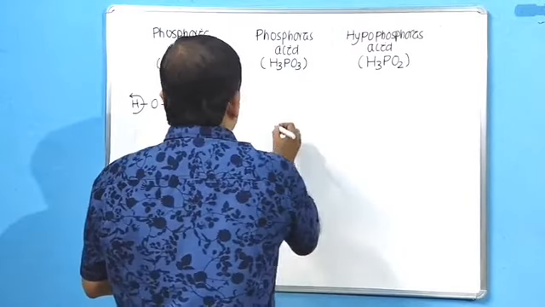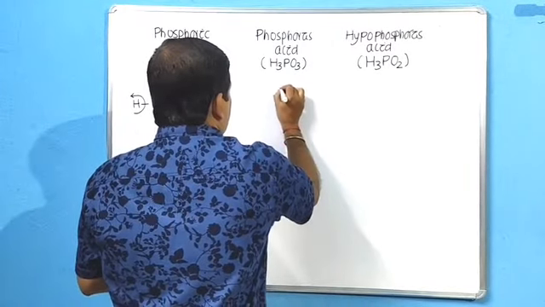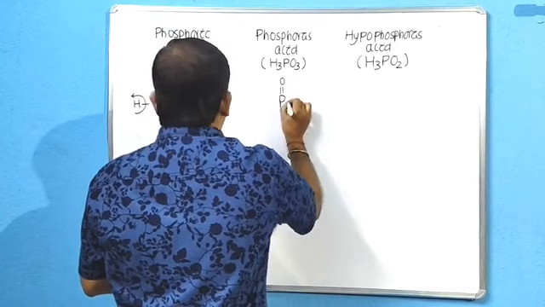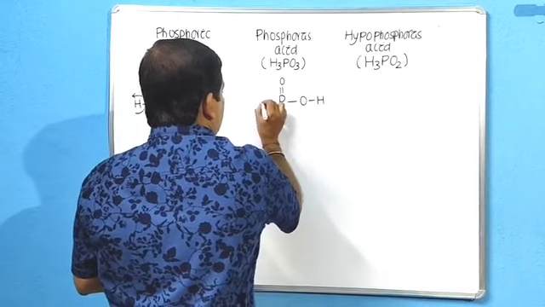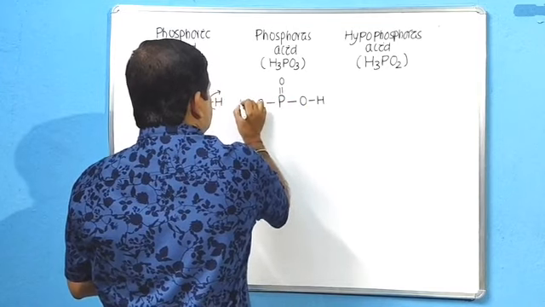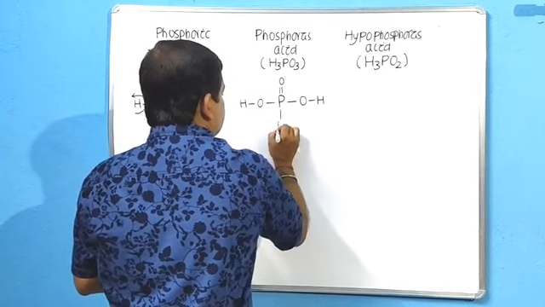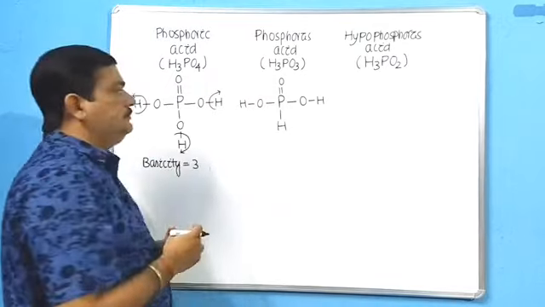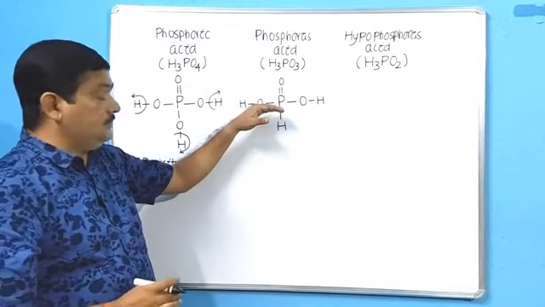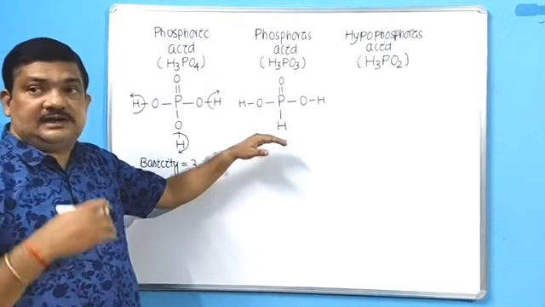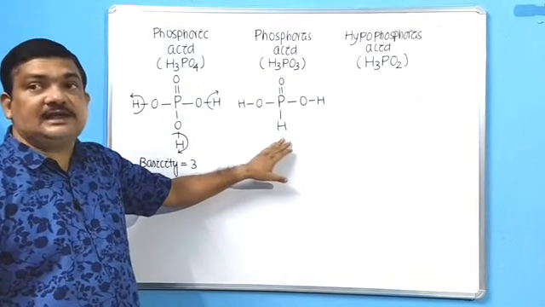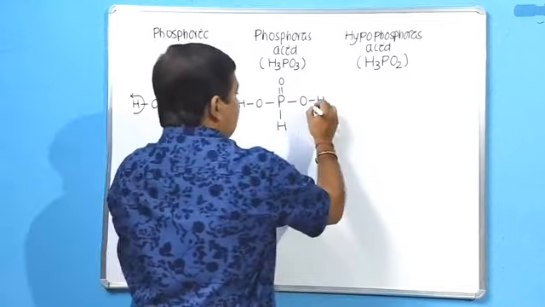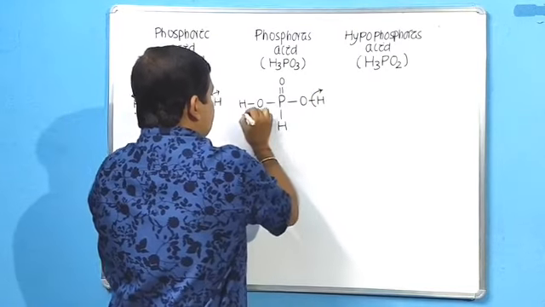Then we will come to the structure of this one. P, double bond, O, then O, H, O, H, then H. One oxygen has been removed, so H here. Then the bond between phosphorus and hydrogen is a very strong bond. It cannot be broken. So this hydrogen cannot be released. Then which hydrogens can be released? Now this one and this one.